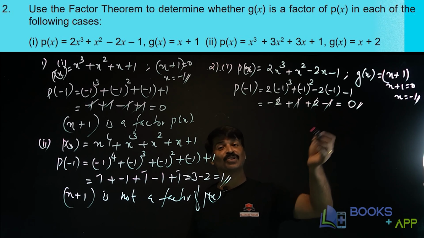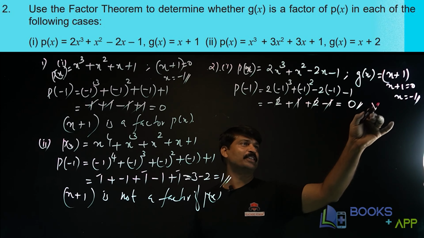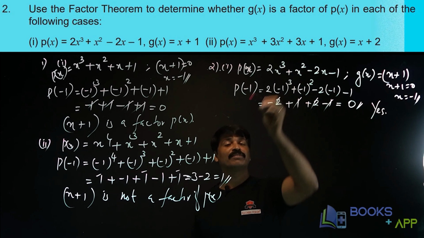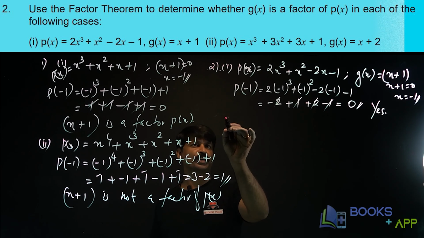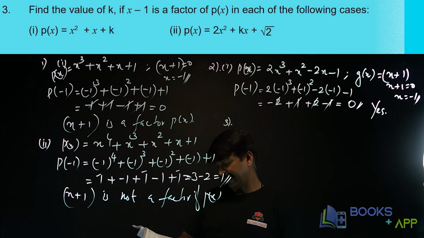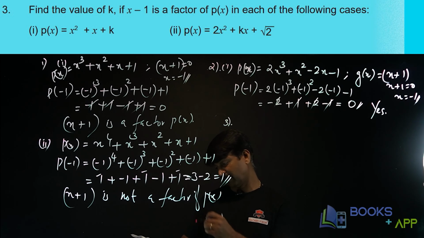Since the remainder is 0, what do we conclude? We conclude that x plus 1 is a factor of the given polynomial. I think it is clear to you. Now we can solve the remaining problem. Now let us solve question number 3. Find the value of k if x minus 1 is a factor of p of x in the following cases.